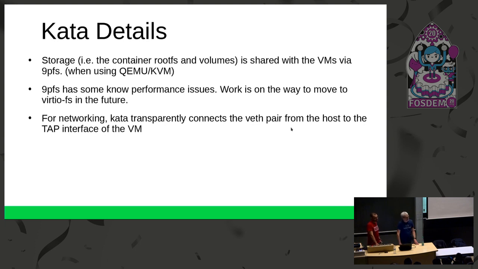Some words about how storage is implemented in Kata Containers. The container root file system and volumes that you attach to your container are currently shared, injected into the container using the 9pfs file system. I don't know if you ever used 9pfs. It has some performance issues. It's pretty slow. There's work underway to replace that with virtiofs, which I think recently landed in the kernel in 5.4 or 5.3, I'm not entirely sure. Virtiofs support is also going to be part of the next QEMU release, and that will give much better performance than 9pfs.